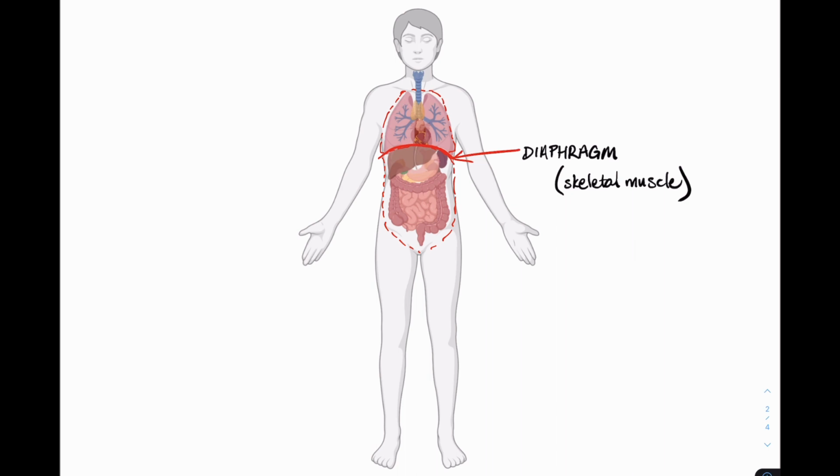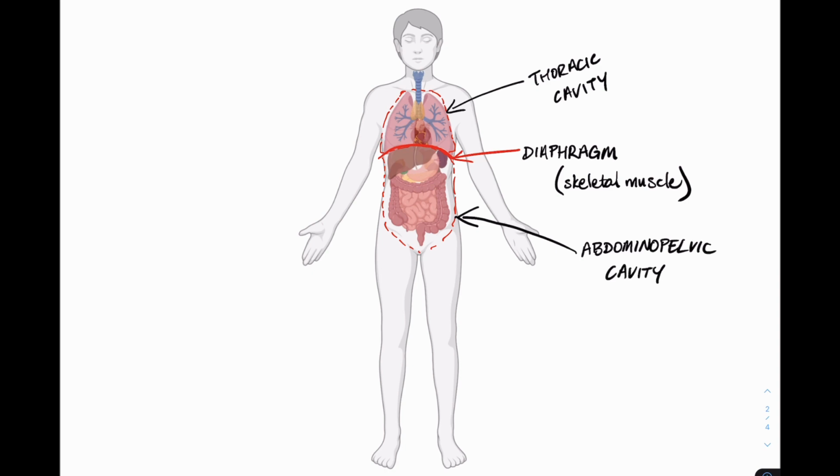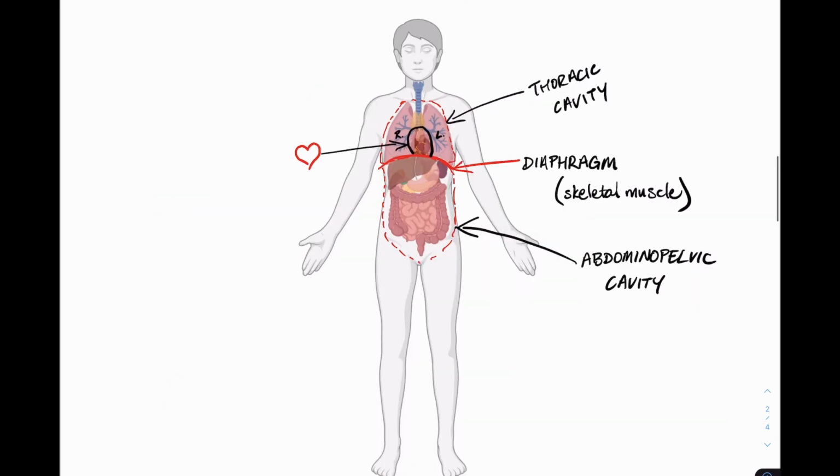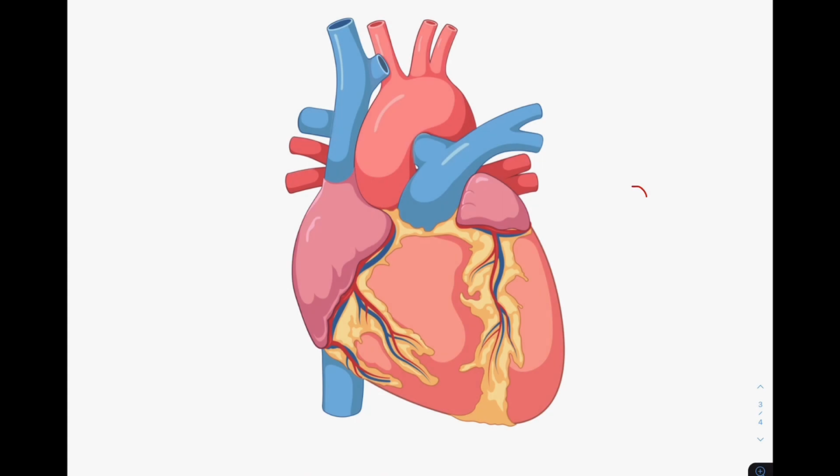So, above the diaphragm, in that more superior ventral cavity, this is called the thoracic cavity. Below the diaphragm, more inferiorly, we find the abdominopelvic cavity. Now we're talking about the heart, so let's have a look at the thoracic cavity. We can see that the thoracic cavity is largely filled by two lungs, a right and a left, and sandwiched between them is our heart.